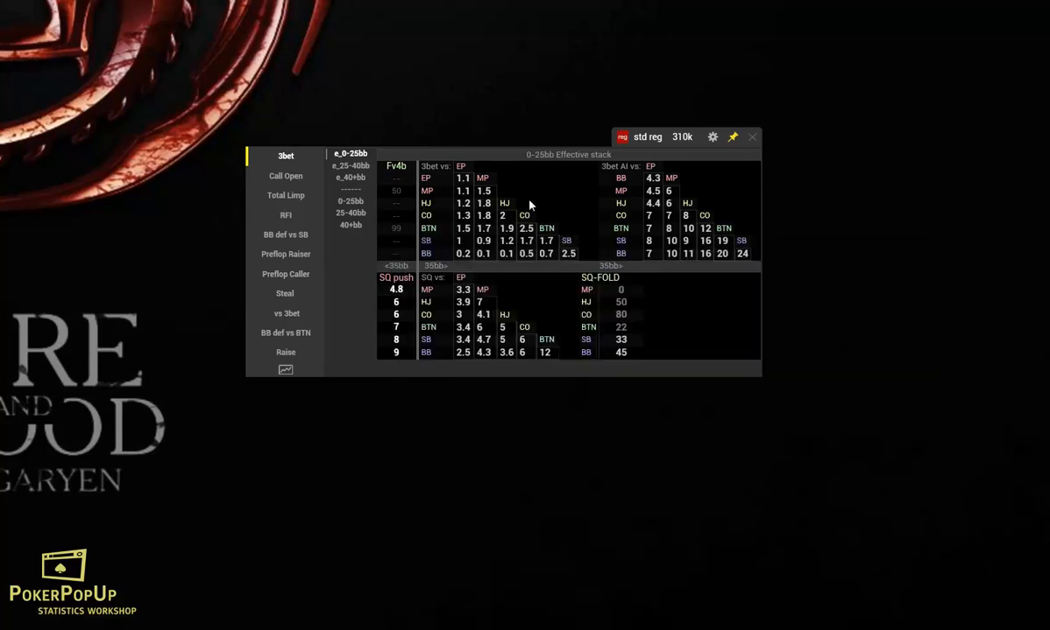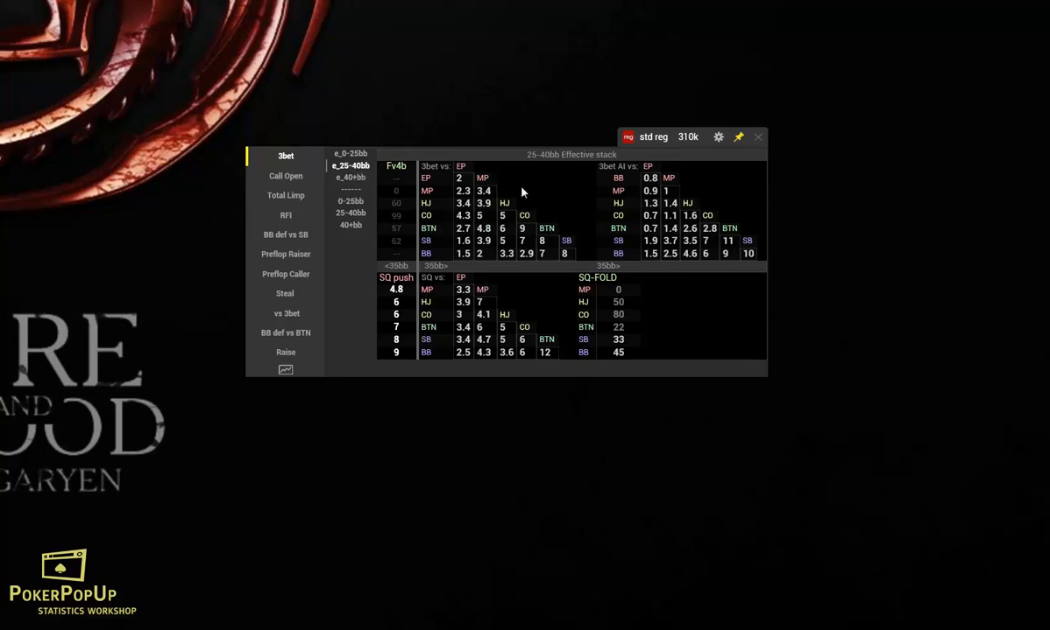Here we can see how our hero 3-bets from this position against other positions when the effective stack is 0 to 25 big blinds. Let's now switch to 25 to 40 big blinds. Here we can see many more 3-bets non-all-in in comparison to less than 25 big blinds, and 40 plus big blinds. We barely see any 3-bet pushes. All the 3-bets are non-all-in.